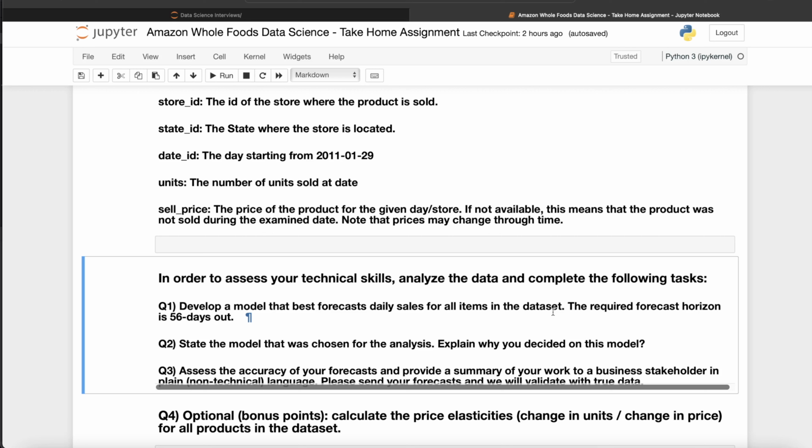Then there is the Dickey-Fuller test to check whether your time series is stationary, because you need to do a lot of other analysis as well, and things like that, right? So basically all those things we need to apply here and try to come up with a model to forecast for the next 56 days. Then again, obviously you need to have different models and choose out of them. So state the model that was chosen for the analysis and explain why you decided on this model, right?